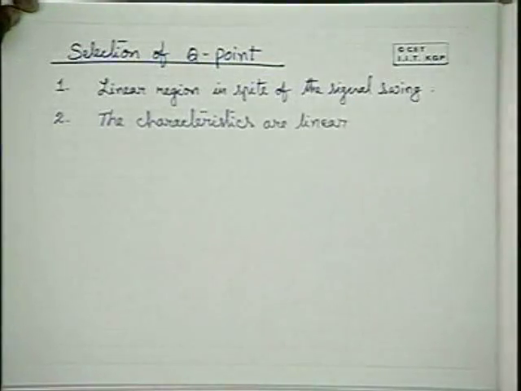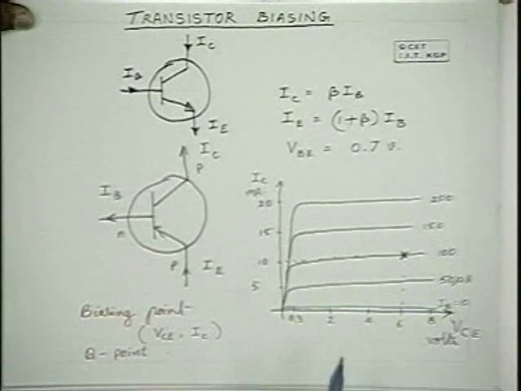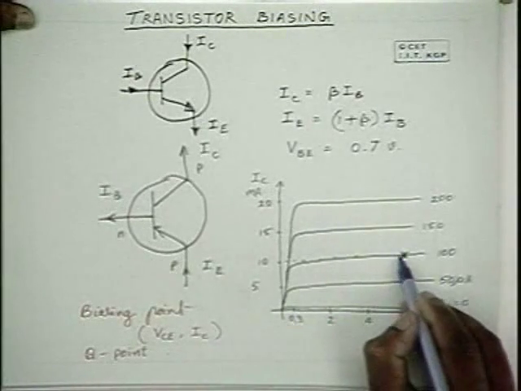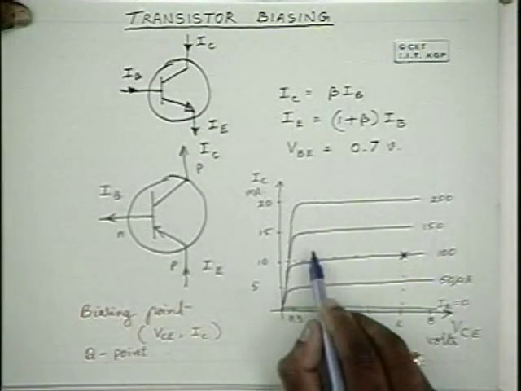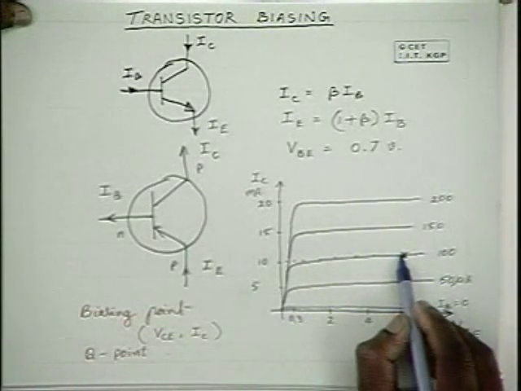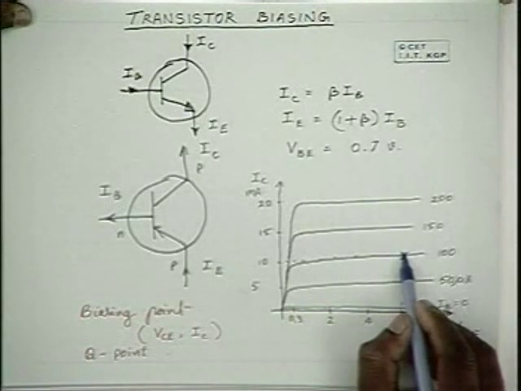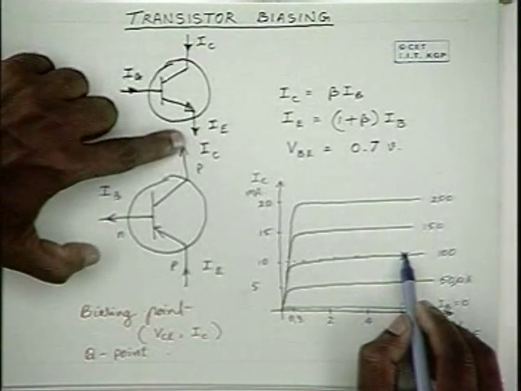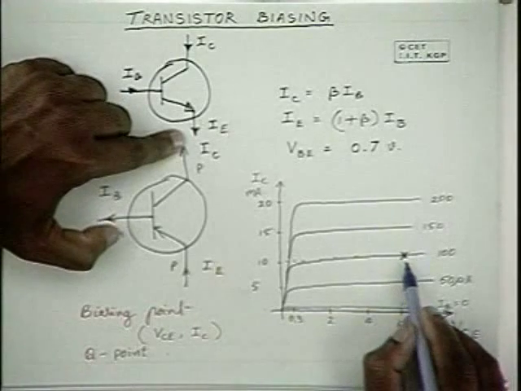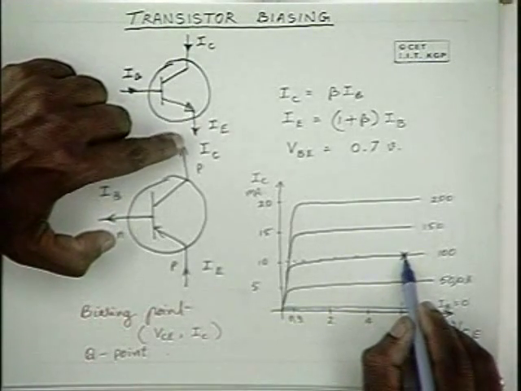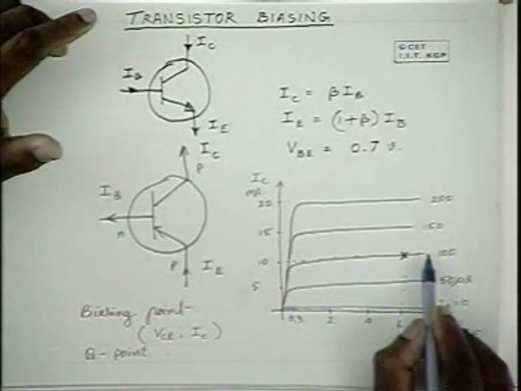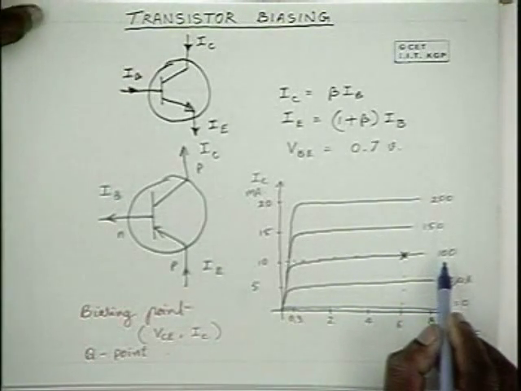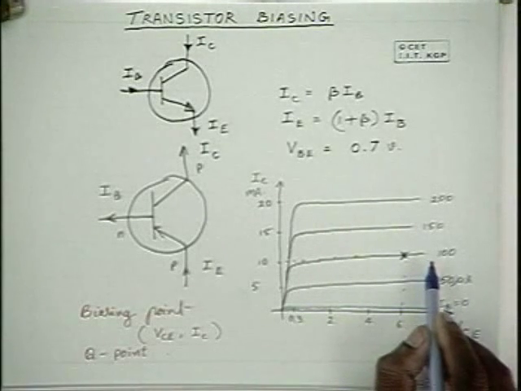So let me explain each one. Please look at these characteristics. Here the base current is 100 microamperes. Quiescent base current is 100 microamperes. Now if you incorporate a signal in the base to emitter junction, and as a result the base current has an AC swing whose peak value is more than 100 microamperes, then what happens?